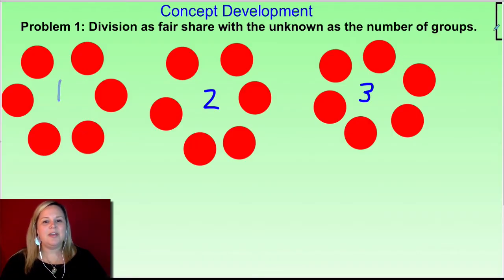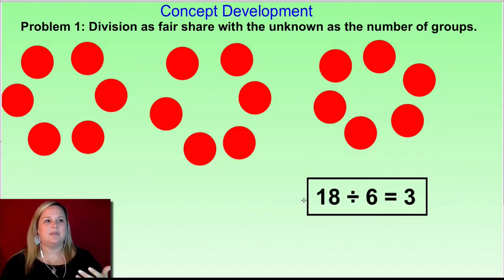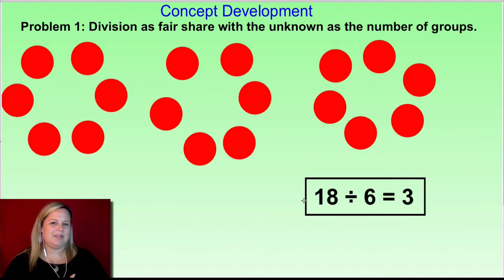So think about this. I need to come up with a multiplication expression to match this, because that's what we're always trying to tie it to. So I came up with this. 18 divided by 6 equals 3. Does this number sentence relate to the problem that we had? Was our total 18 and we divided them into groups with 6 in each one?